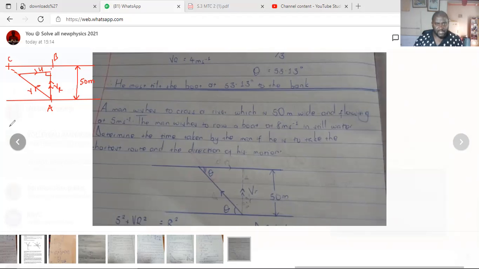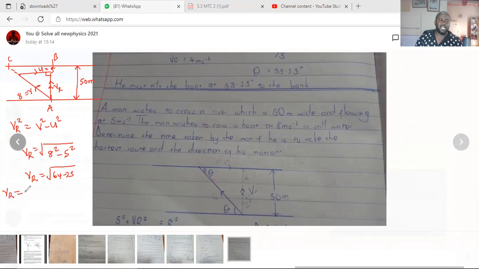Therefore, the first question asked is to determine the time taken by the man. The time taken by the man will depend on VR, which is going to be got from V squared minus U squared. So VR, the resultant velocity, will be the square root. V is the velocity at which the man swims, which is 8. The river flows at 5. So it is 8 squared minus 5 squared. What is VR? VR is the square root of 64 minus 25. What result do we get for VR?